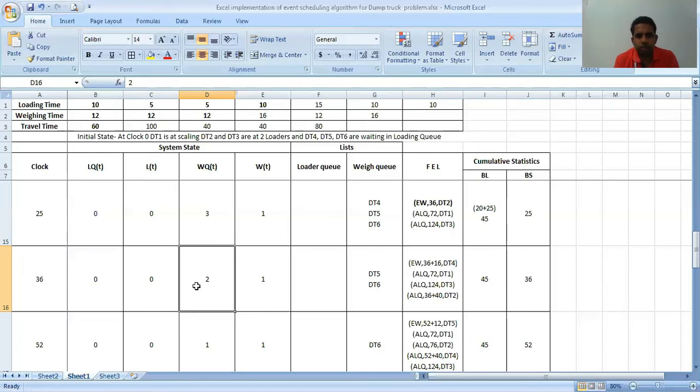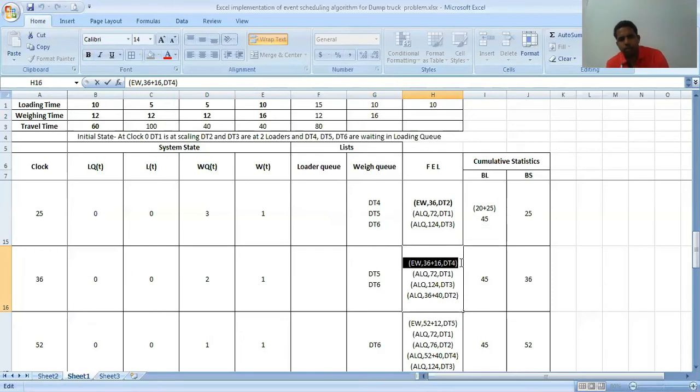So DT4 will go into the weighing machine now. So WT is remaining 1. And DT5, DT6 are going to be still remaining in the queue. So the end of weighing of DT4 will be after the 16th clock minute. So this is given in this time. So 36 plus 16: 36 is your clock time, and 16 is your service time for weighing given to the dump truck DT4.